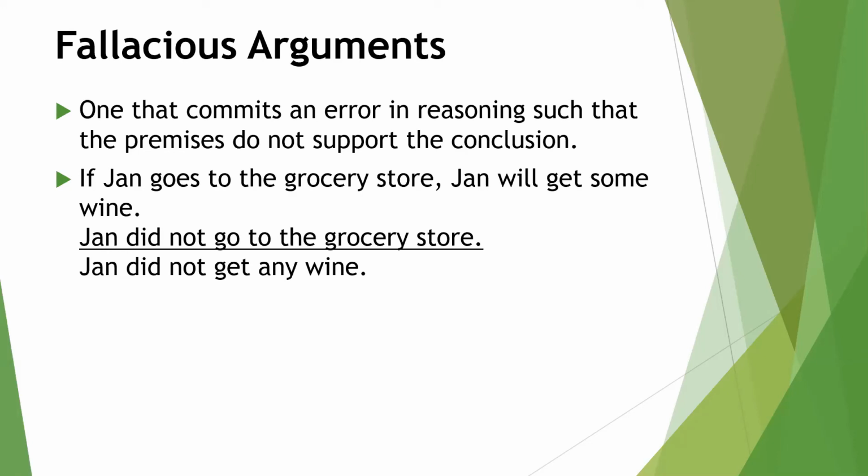It's certainly possible that Jan could have gotten wine from a liquor store, a convenience store, a drug store, other places that sell wine besides grocery stores. And so even though the premises are true in those scenarios, if she went to the grocery store, she would have gotten wine there. That could be true. Didn't go to the grocery store, but went to one of those other stores. And then you have a false conclusion. And that's really likely that you get a false conclusion. That's why this is a fallacious argument.